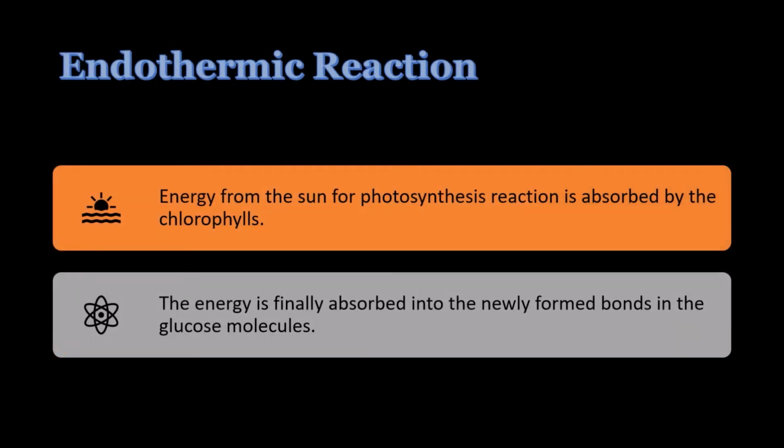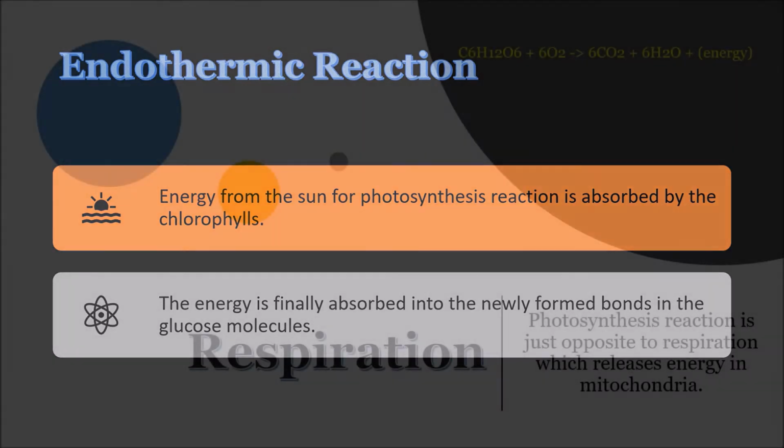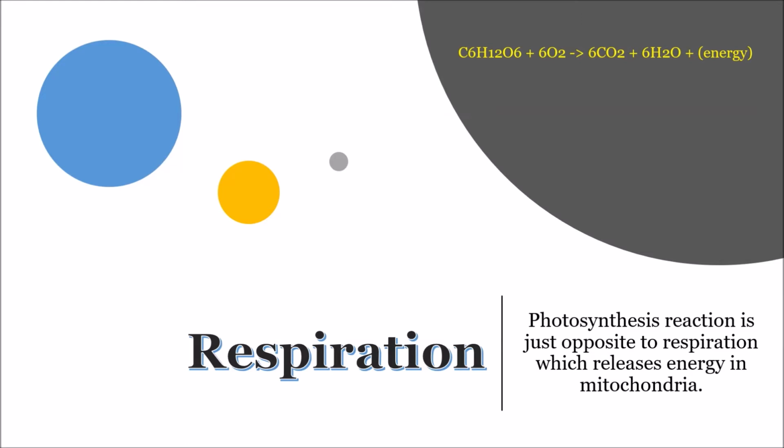For photosynthesis, energy is given by the sun. The energy from the light is absorbed into the newly formed bonds in the glucose molecules. Thereby, the reaction is called endothermic reaction. You have to remember that this reaction is just opposite to respiration.